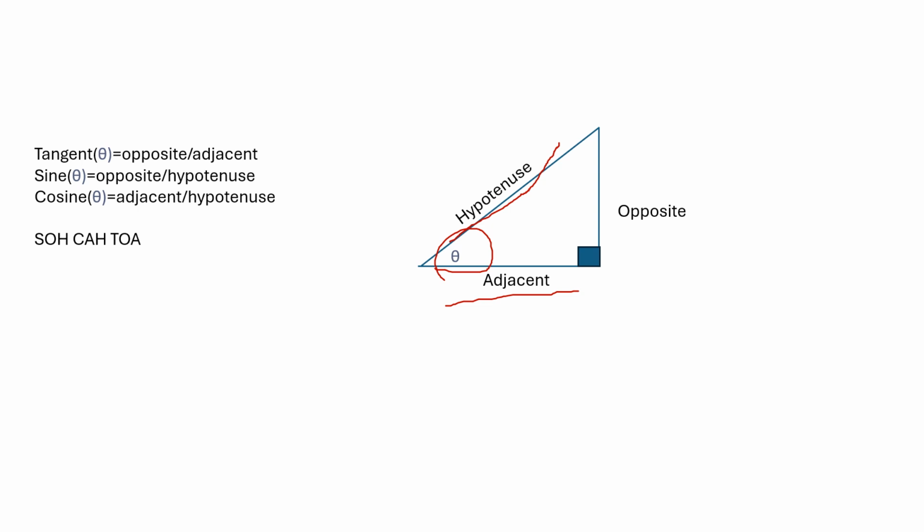Let's start out with some trig identities and trig review of the formulas. We have tangent theta is equal to opposite over adjacent, and sine of theta is equal to opposite over the hypotenuse, and cosine of theta is equal to adjacent over the hypotenuse. A simple way to remember this is SOHCAHTOA.